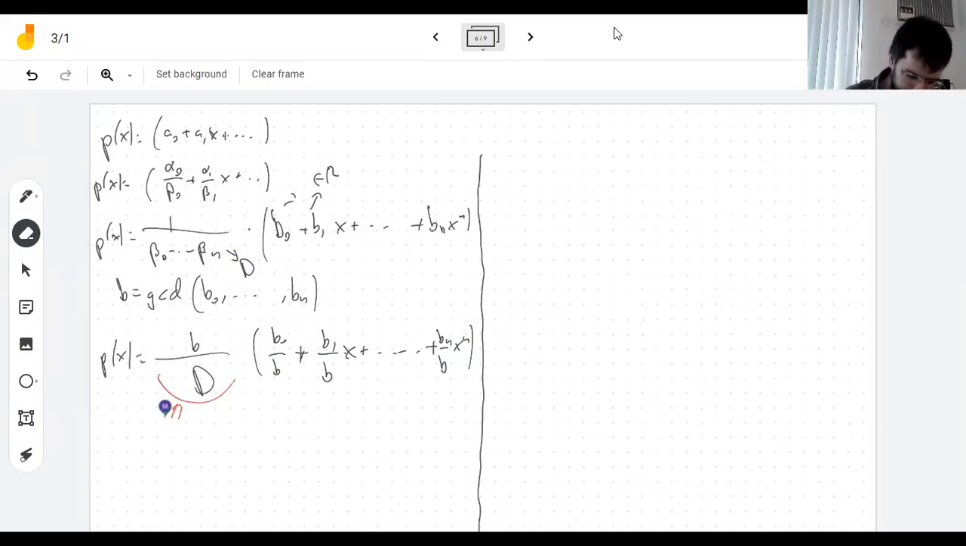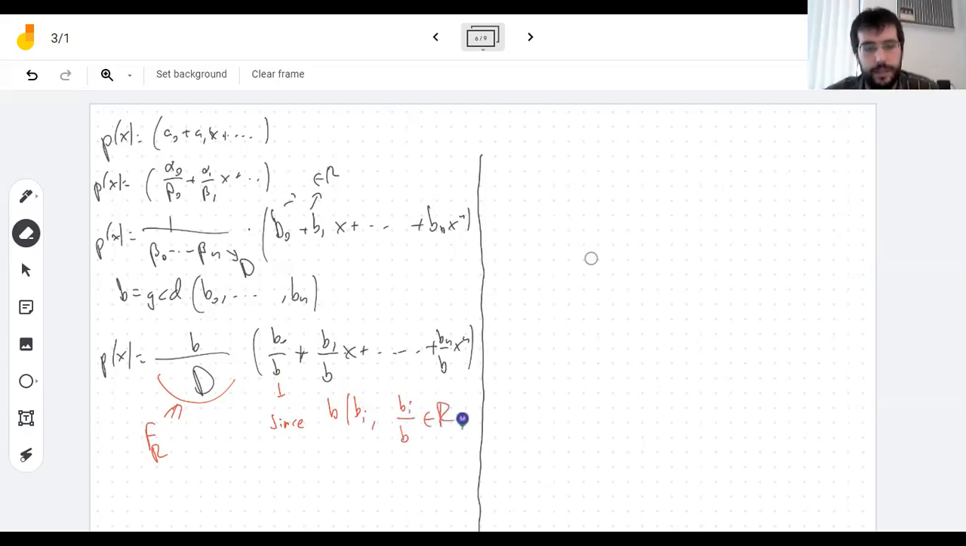This is a number, it's a constant. It's in the field of fractions. I mean, it definitely has a denominator that I can't get rid of. These, since B divides all of these, are not really fractions because the denominator divides the numerator. And what's their GCD? It's one because we took a bunch of elements and we divided by the common divisor. So anything that divided all of these has to be one.